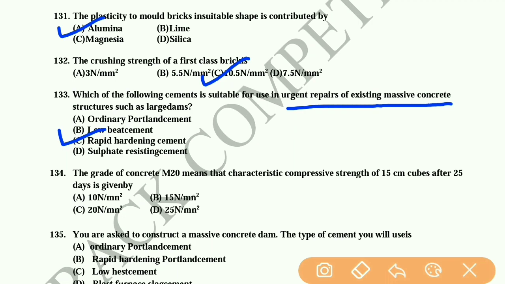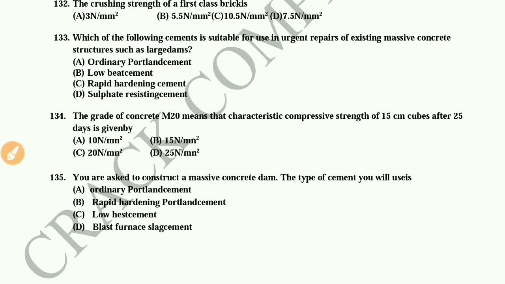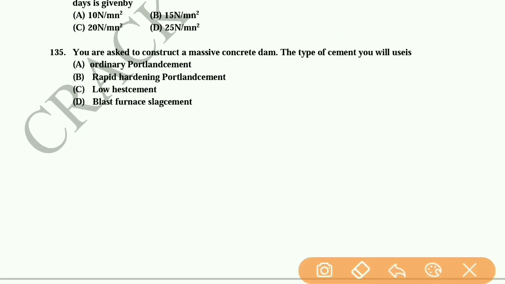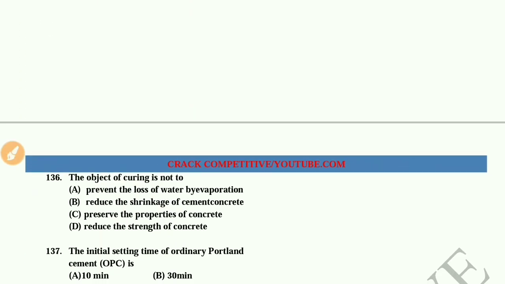This is the rapid hardening cement. Next question, the grade of concrete M20 means the characteristic compressive strength of 15 cm cube after 28 days is given by 20 Newton per millimeter square. You were asked to construct a massive dam concrete. The type of cement you use, this is the option C, low heat cement.